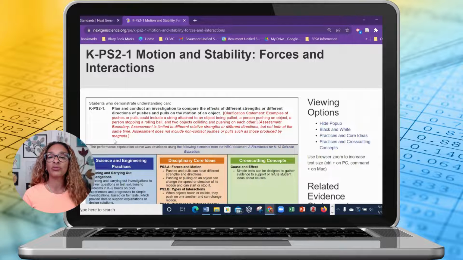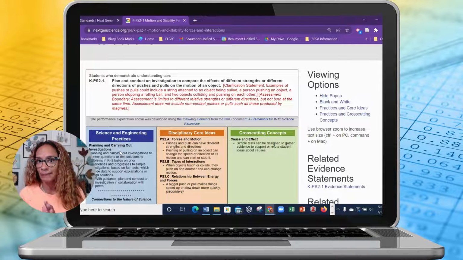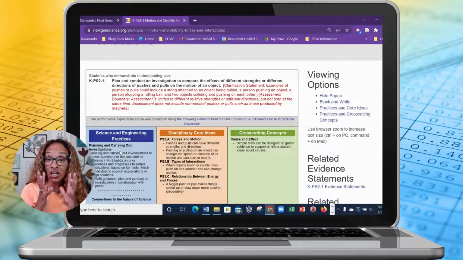And when you see this, you see a performance expectation. This is the standard that you're looking for students to master by the end of whatever time frame that is. However, you'll also see the SEPs, the DCIs, and the cross-cutting concepts. Note that I did just abbreviate those. You want to take a moment and process this. This is a lot. But in Kinder, I like to look at the small things first. We're looking at cause and effect, just cause and effect.